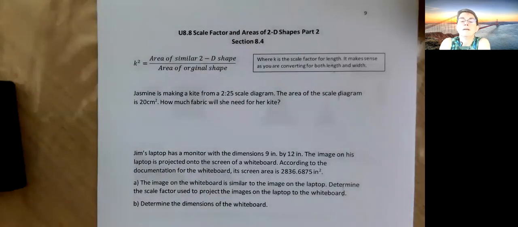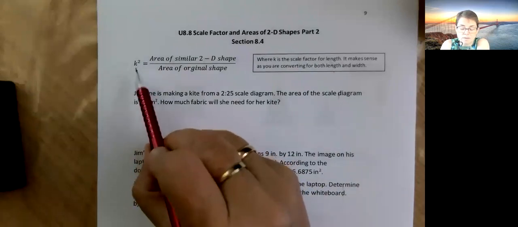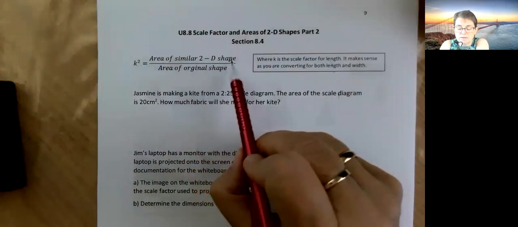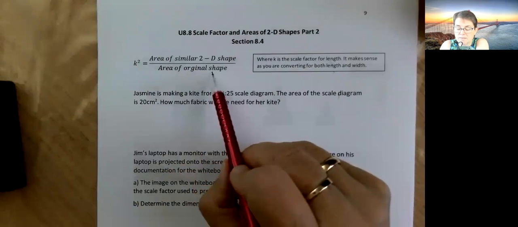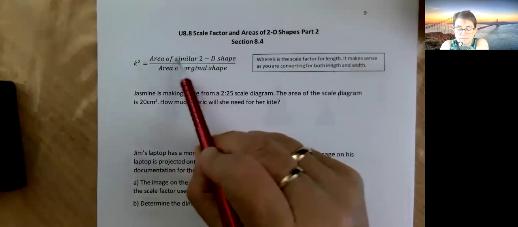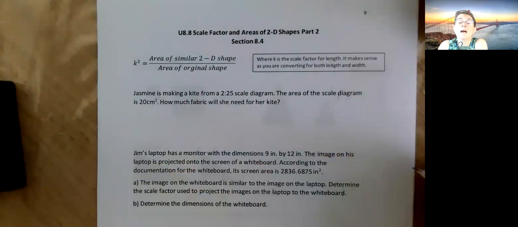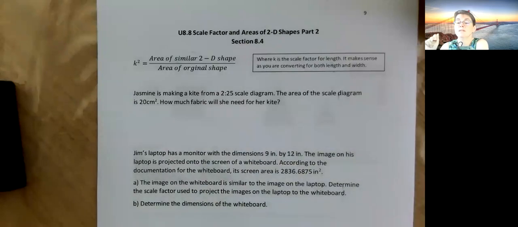Alrighty, this is video 8.8, and we're actually going to use our formula, which is our scale factor squared is equal to the area of a similar two-dimensional shape divided by the area of the original. Now, I think I've said this before, but I want to bring it up. In math, similar has more meaning than it does in real life. In real life, you could say, hey, that must be your sister, you two look similar. But in math, it means that the sides are all in proportion and the angles are all exactly the same. It's a little fussier.